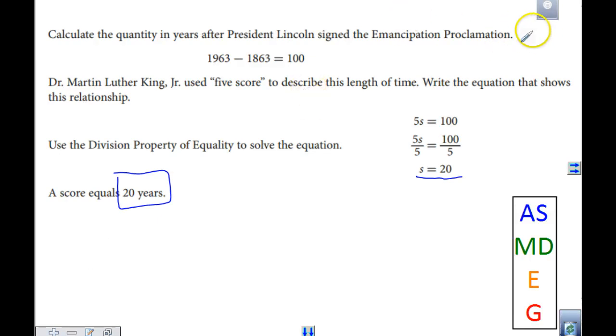This is as difficult as these word problems will get. We'll have two things. We'll have some sort of change, like how far is it from here to here. In this problem, it was how far is it from 1963 to 1863. We skip on to the next one.